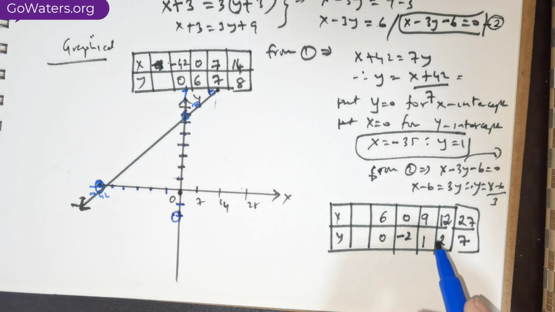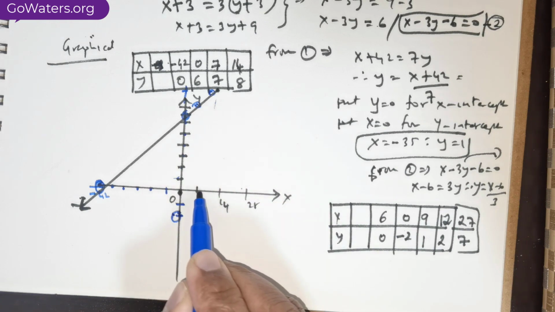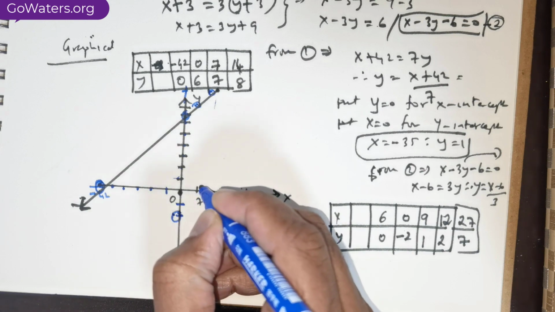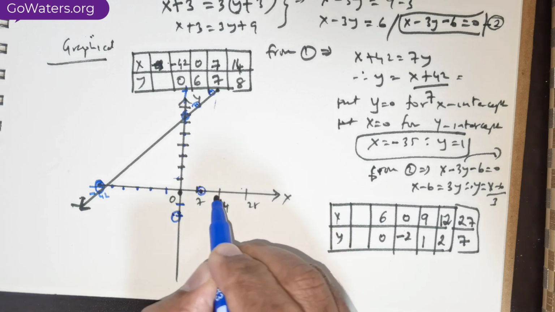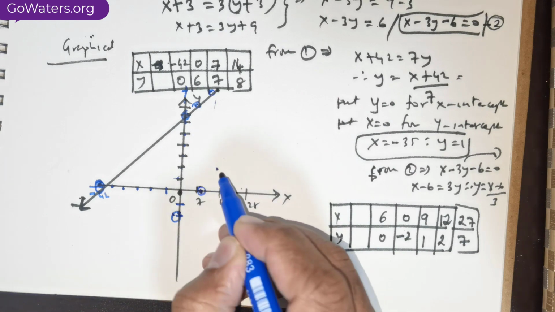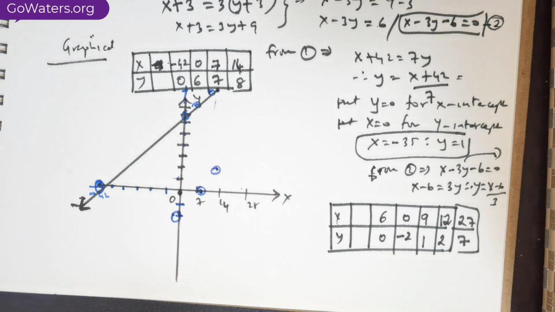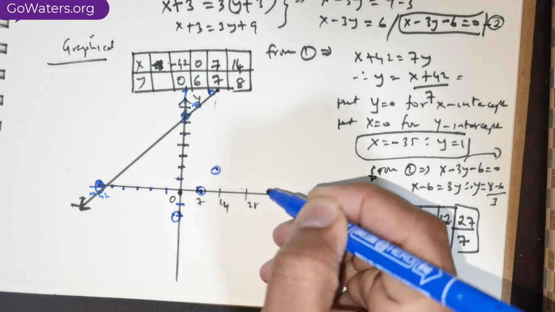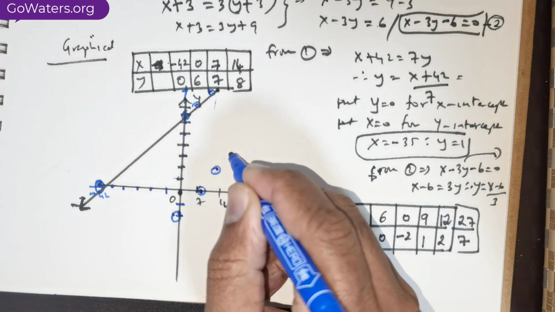Now the next point is when x is equal to 9, I get 1. If this point is 7 and this point is 9, I'm getting 1. So let me plot this point. And when x is equal to 12, I get 2. That also comes in handy. When x is equal to 18, I get 4. So 18 would be somewhere over here. I get 1, 2, 3, 4.